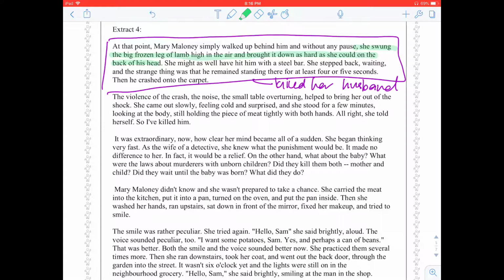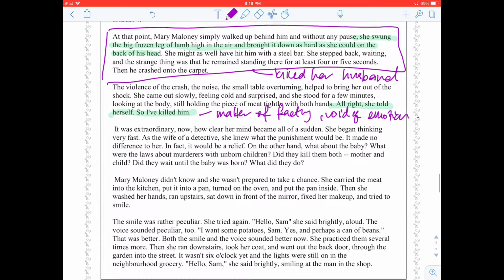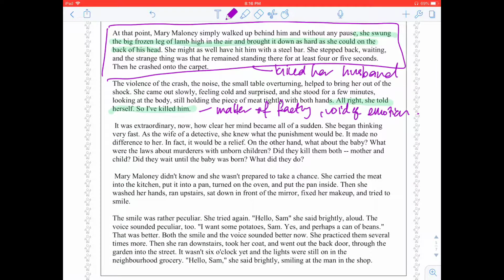So, what do you think about this section over here? It seems very matter of factly, void of emotion, right? And look at what's happening in her mind now. This is the mind of a murderer here, right? Because she killed her husband.